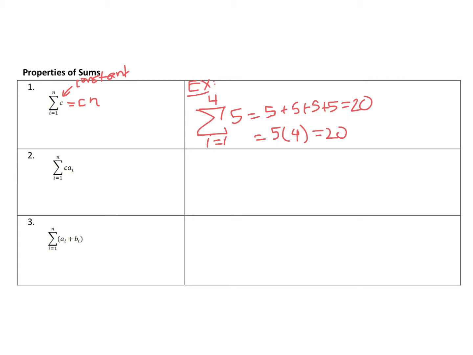Okay, second property. Again, C is a constant. If I have a constant multiplied by a term, by the way, this A sub I is not a constant. Anything that has an I in it is not going to be a constant. Any number that you have, though, is going to be a constant. If you're not sure what I'm talking about, I'll do an example in just a sec. So if I have a constant, I'm allowed to pull it out front.